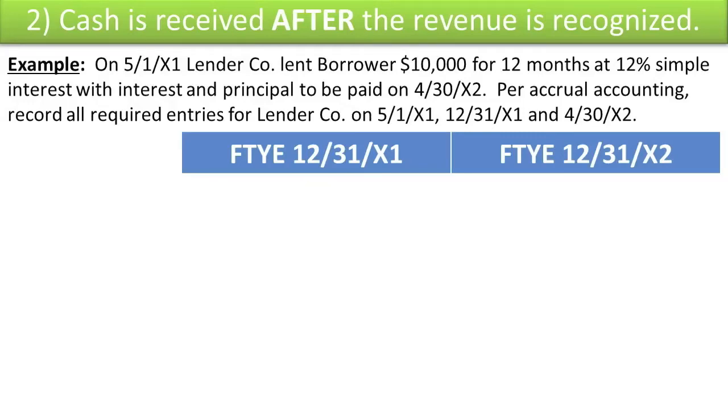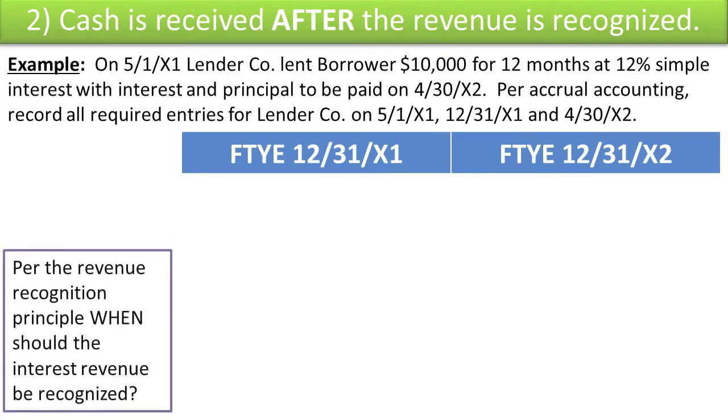On May 1st, X1, Lender Co. lent borrower $10,000 for 12 months at 12% simple interest, with interest and principal to be paid on April 30th, X2. Per accrual accounting, record all required entries for Lender Co. on May 1st, X1, December 31st, X1, and April 30th, X2. Per the revenue recognition principle, when should the interest revenue be recognized?